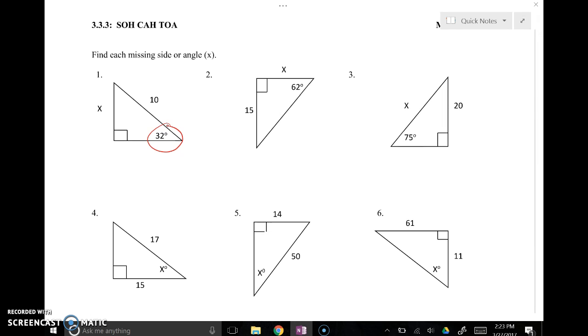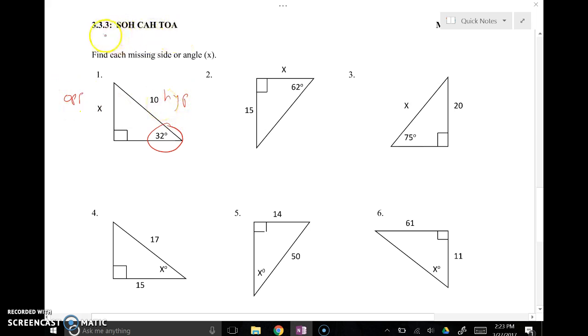So relative to 32, x would be the opposite leg, and across from the right angle, as always, is the hypotenuse. The adjacent leg would be this blank side right here, but because it's blank, I don't know anything about it, which means I'm not going to worry about it. I'm not going to use it to help me solve. So I've got to use the information that I've got, which is opposite and hypotenuse.